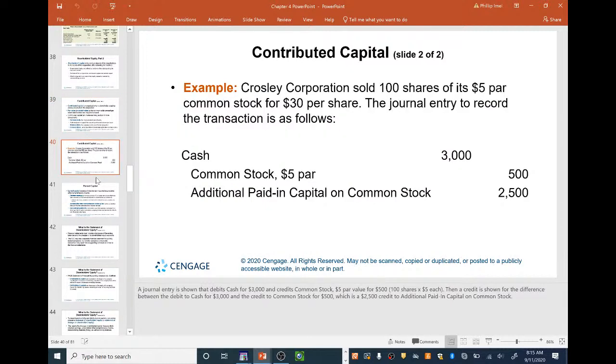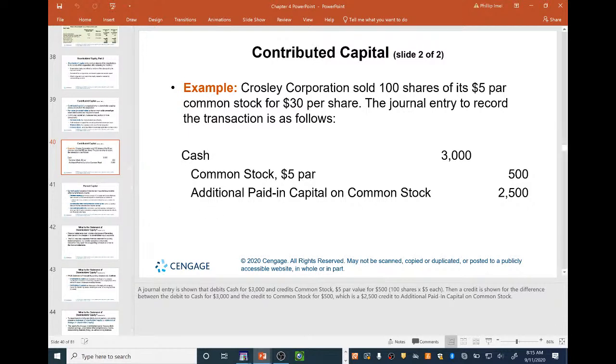So example, Crossley Corporation sold 100 shares of its $5 par common stock for $30 per share. So the journal entry to record this, we can see here we have cash, $3,000, right? Because that's going to be the 100 shares at $30. So 100 times 30 is 3,000. We're receiving that cash, right? Cash is an asset, so we debit it. With it coming in, cash is increasing.